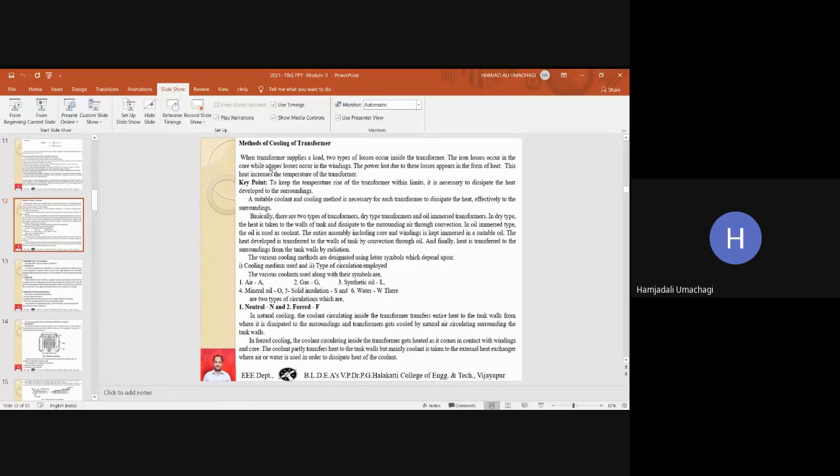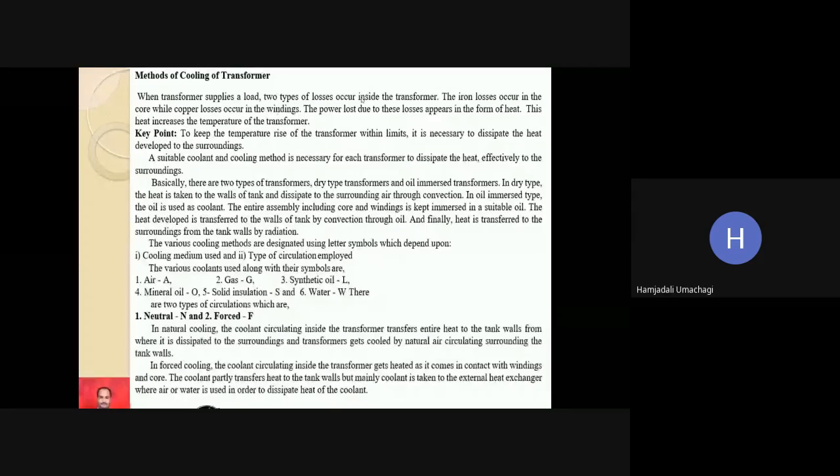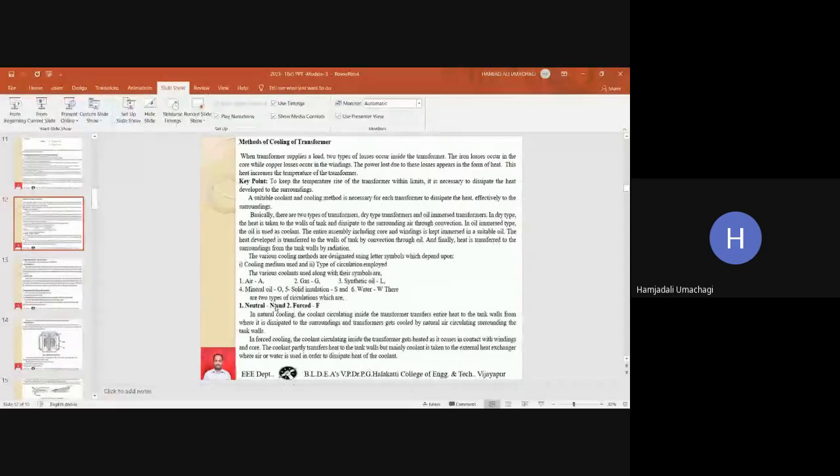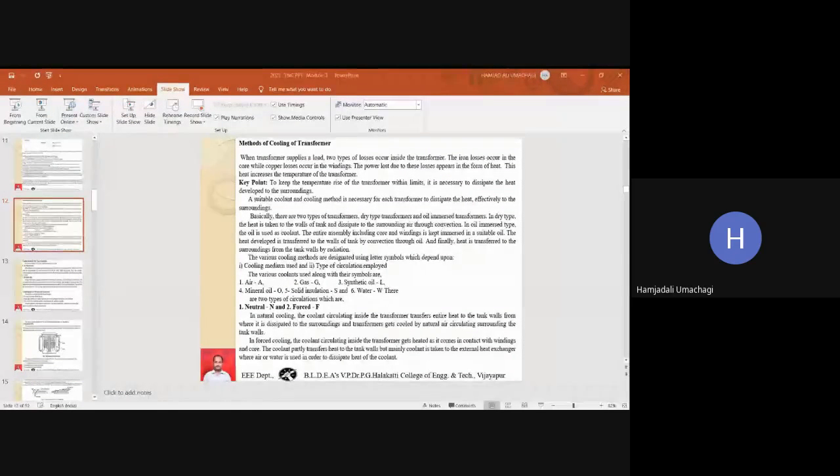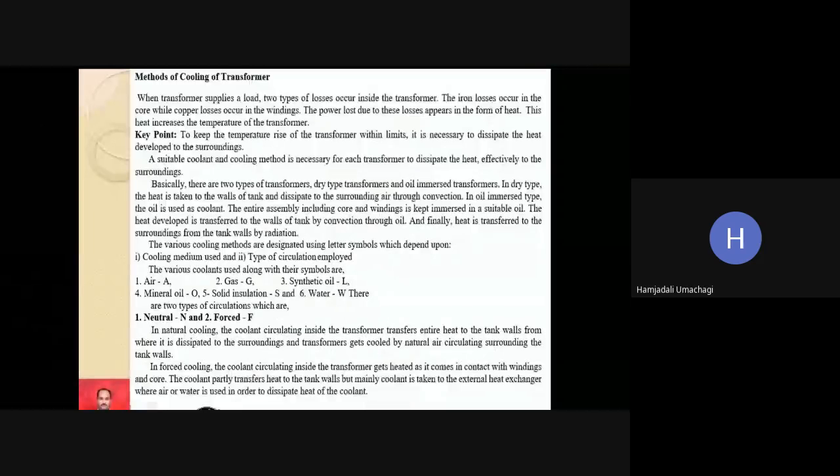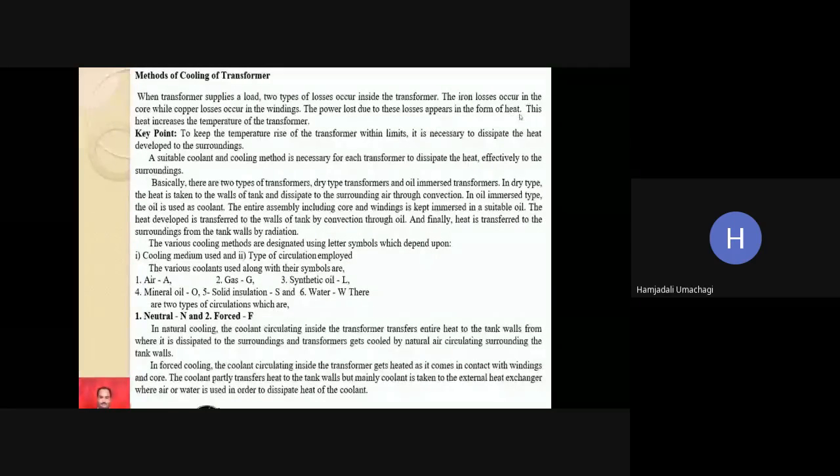Let us see here. When a transformer supplies a load, two types of losses occur inside the transformer. First is iron losses, which occur in the core, while copper losses occur in the windings. The power lost due to these losses appears in the form of heat. Heat increases the temperature of the transformer.